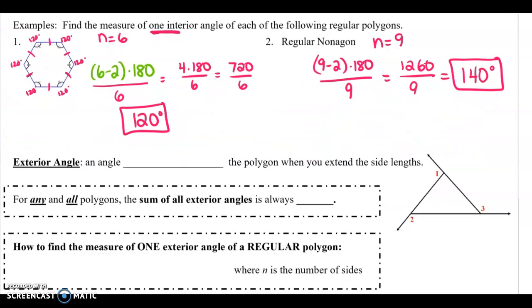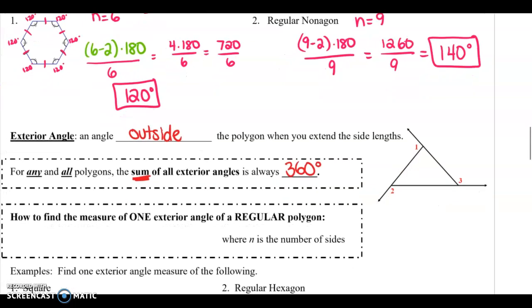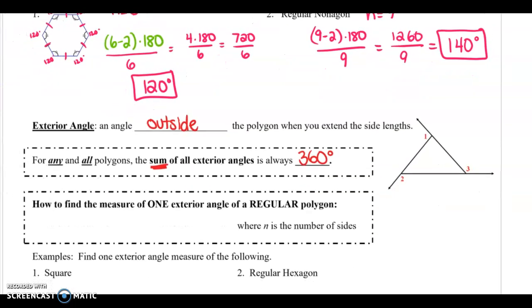An exterior angle is an angle on the outside of the polygon. I know that's a kind of strange concept, but for any and all polygons, the sum is always going to be the same, and the sum is always 360 degrees. So that's the nice part. They can't ask you for the sum because it's always going to be 360, but they can ask us for 1.